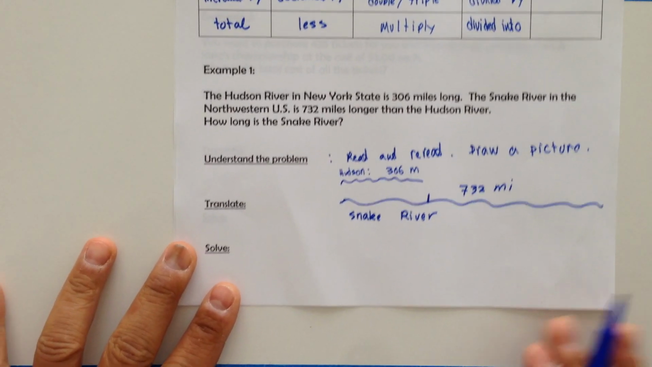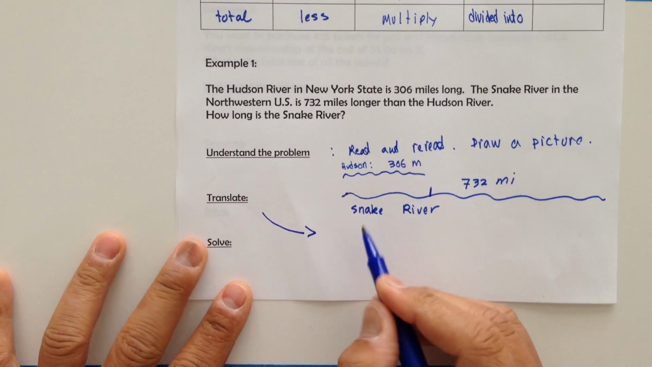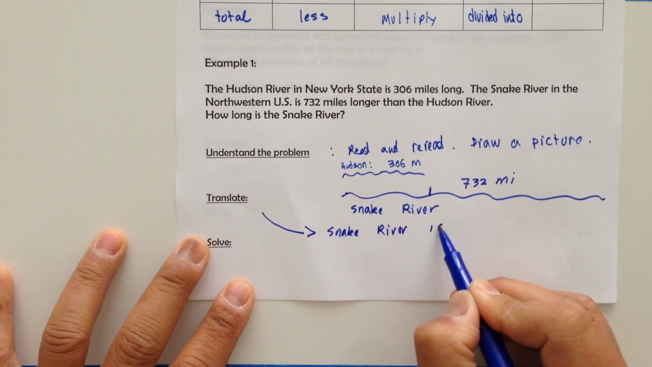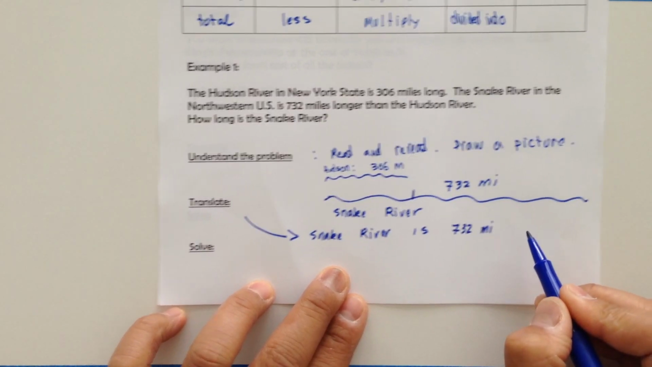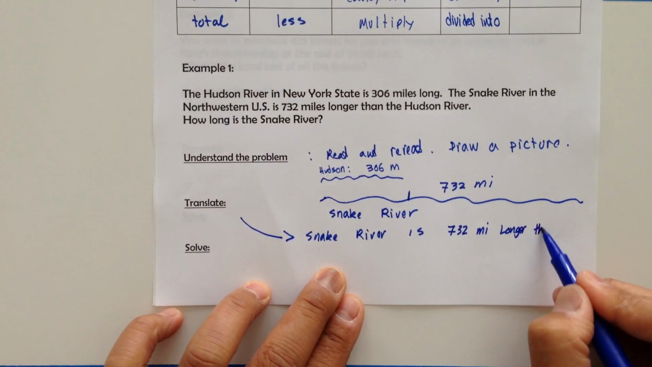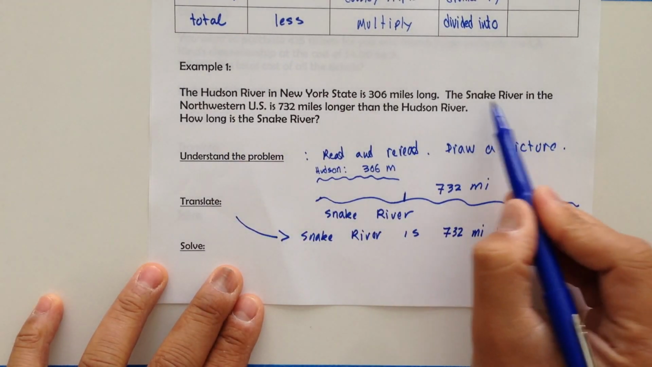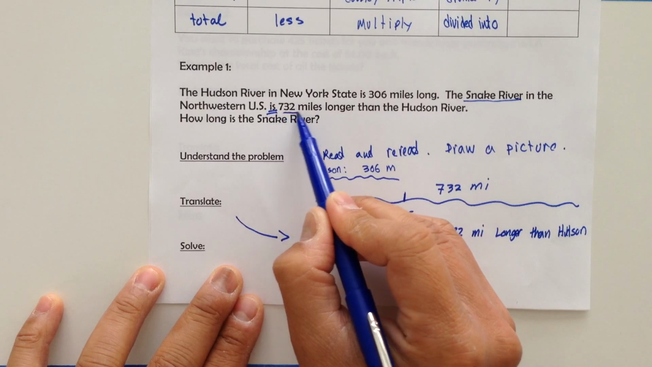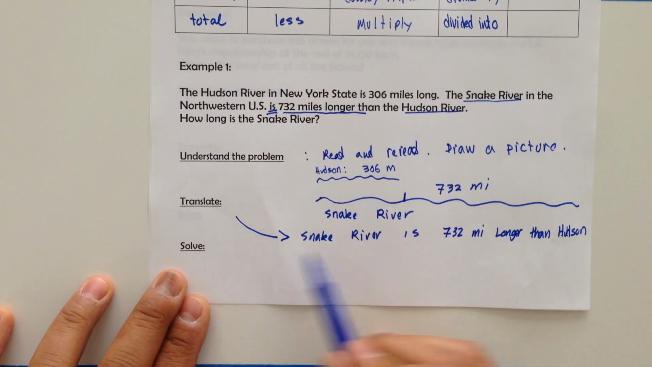So once we have perhaps drawn a picture of what they're saying, then we can translate into an expression and then solve. The way I would translate this problem is I would say it like this. Snake River is 732 miles longer than Hudson. All right. And that's pretty much coming from the original problem. Snake is 732 miles longer than the Hudson. From translating, I'm ready to set up an equation and solve.